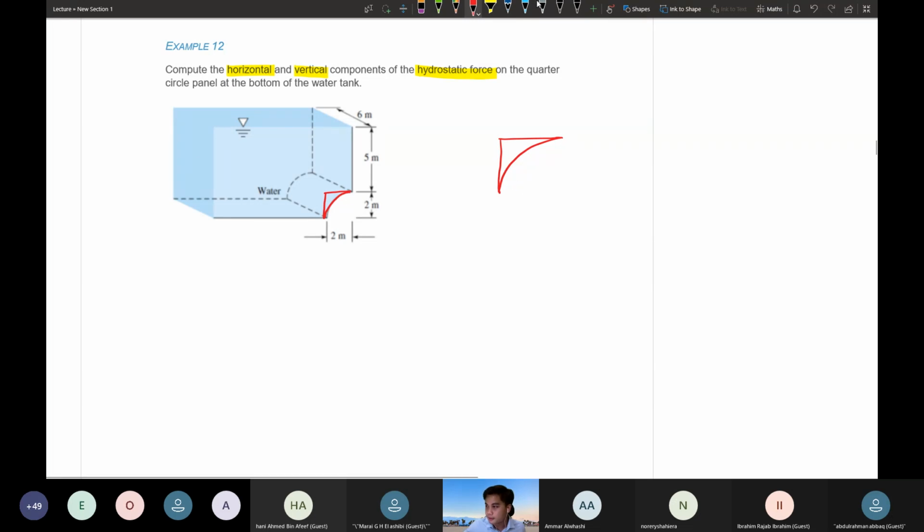What's the force involved here? You have the horizontal and vertical forces, right? So let's draw the force. What happened to the horizontal force? Where's the location? Below the centroid, yes, perfect. By what value? YCP equal to? Negative Ix sine theta divided by hC times A.